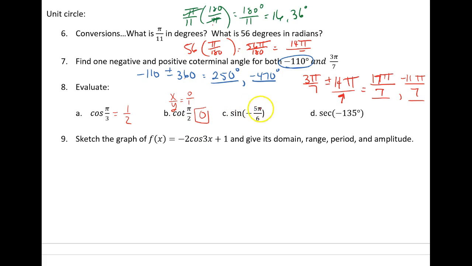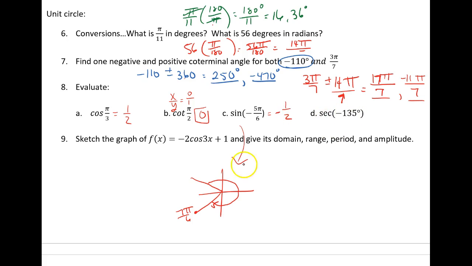All right, sine of negative 5 pi over 6. Well, the first thing I would do is think about the circle, and this is positive 5 pi over 6 over here. So negative 5 pi over 6 means you go the other way. So this is really the same thing as 7 pi over 6. So if I'm down here, the sine would be the y value there, which is a negative 1/2.